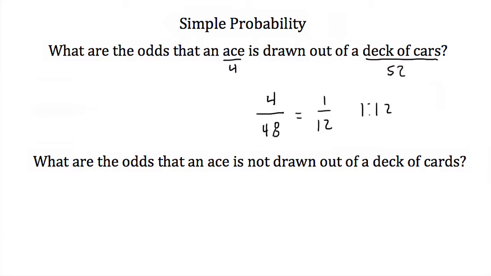So what are the odds that an ace is not drawn out of a deck of cards? Well, remember, this is just the reciprocal of what we found before. In the numerator goes the number of possible occurrences that don't give us the result we're looking for, which is an ace. So there are 48 cards that are not aces. Then in the denominator are the 4 aces in our deck. So what are the odds that an ace is not drawn out of the deck of cards? 12 over 1, or 12 to 1.